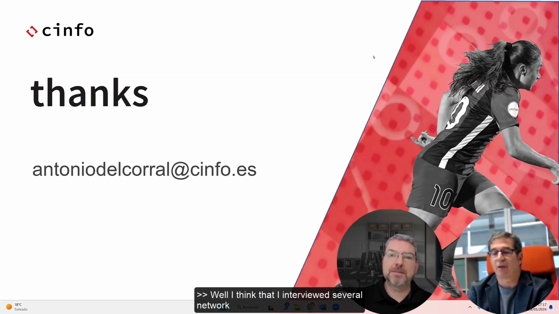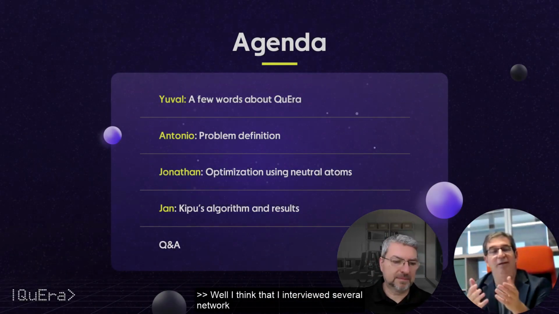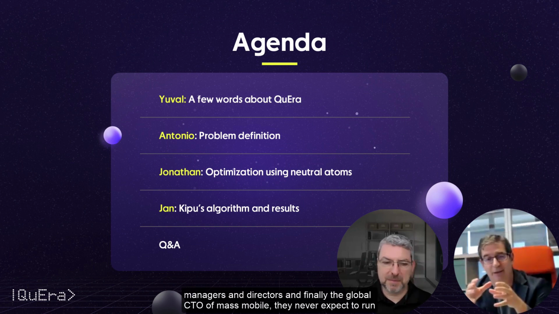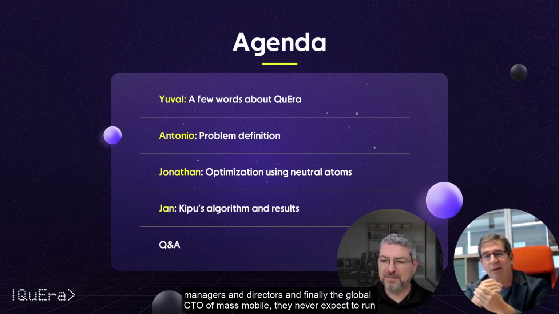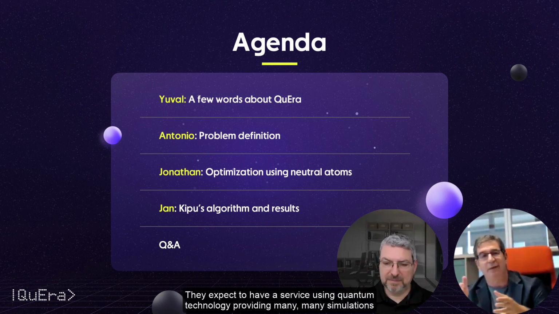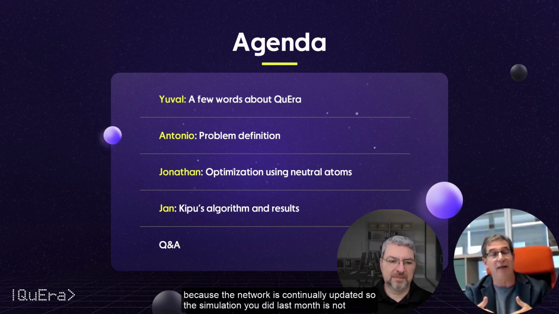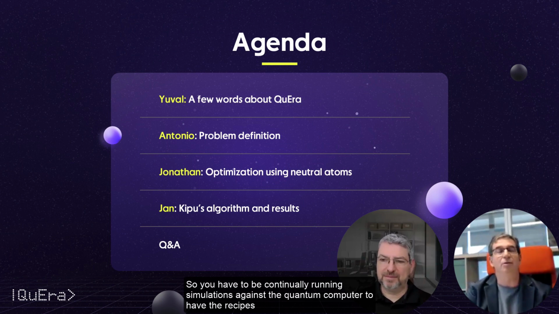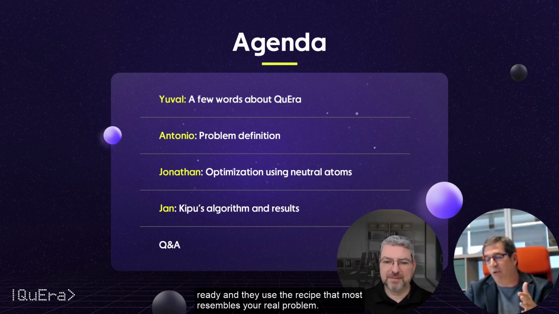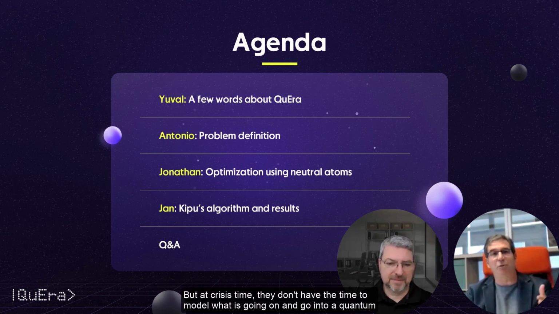up-to-date results? Well, I interviewed several network managers and directors, and finally the global CTO of MassMobile. They never expect to use a quantum computer in a real crisis. They expect to have a service using quantum technology, providing many simulations, because the network is continually updated. So the simulation you did last month is not real today. So you have to be continuously running simulations against the quantum computer and have the recipes ready, and they use the recipe that most resembles your real problem. But at crisis time, they don't have the time to model what is going on and go into a quantum computer.